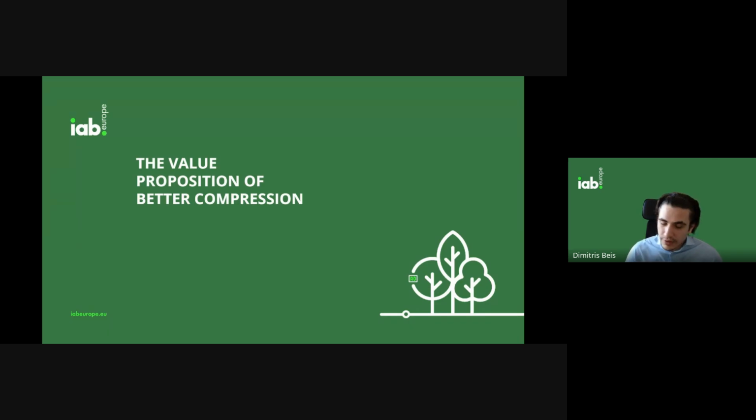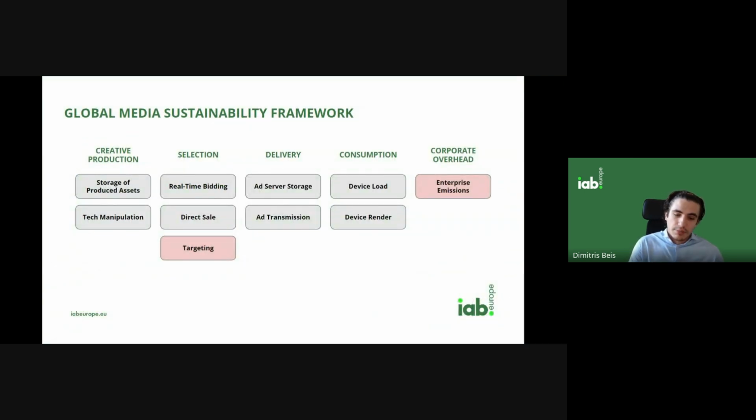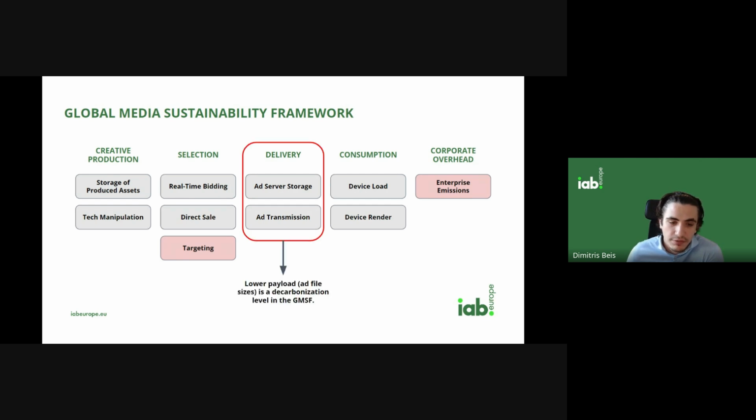So first of all, let's talk about the value proposition of better compression. Why does it make sense to care about the efficiency with which we compress different assets? Well, first of all, we're obviously approaching this from a carbon footprint perspective. If we look at the global media sustainability framework, we're really focused right now on delivery, where a lower payload is a decarbonization lever. What that means is by lowering the payload of the assets you send through, you directly lower your emissions. There's actually a linear relationship between the emissions in this stage and the payload itself.